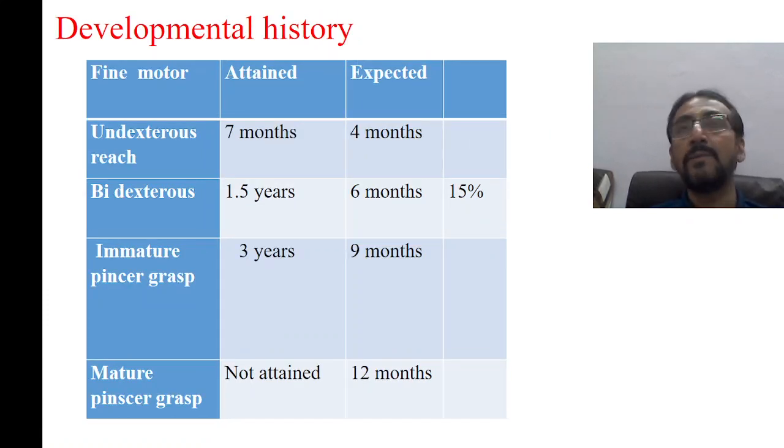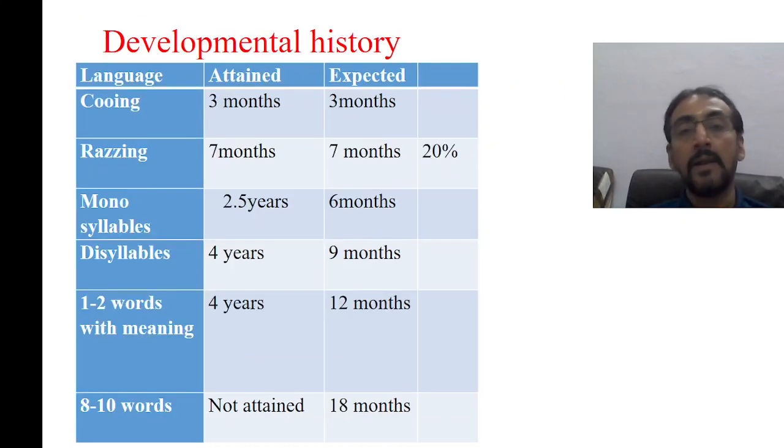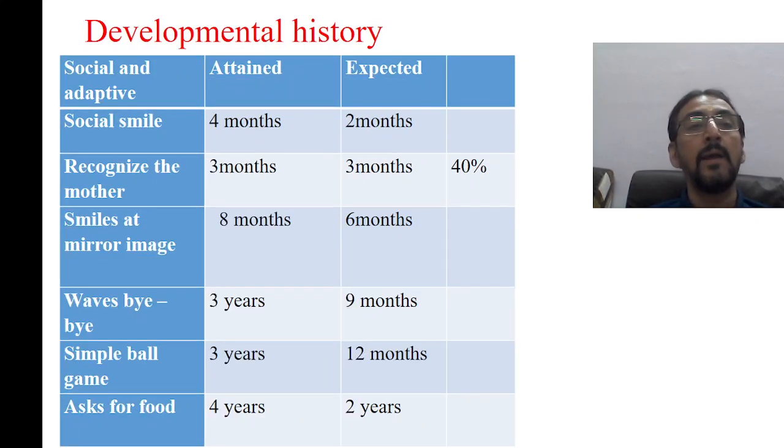Similarly, for the fine motor also, you have to do the same. Again, you calculate the developmental coefficient DQ, and it also comes at around 15%. Now this is for language. Similarly, you take the developmental delay coefficient for language also, that is 20% in this example. Similarly for the social and adaptive domain, where social smile, recognizing the mother, smiles at mirror image, a big list is there. Accordingly, you take and then calculate the DQ.